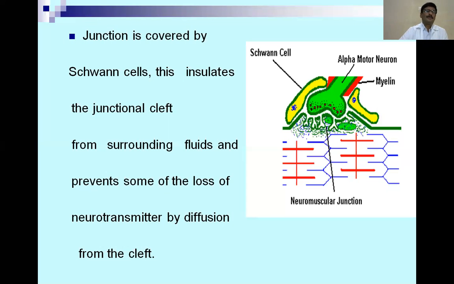The junction is covered by a Schwann cell. This insulates the junctional cleft from surrounding fluids and prevents some loss of neurotransmitter by diffusion. Same thing again: this is the Schwann cell. This is the alpha motor neuron axon terminal button. This is the synaptic cleft. These are the palisades, the subneural folds with the ACh receptors. Typically, they occur at the A-I junction of the sarcomere.